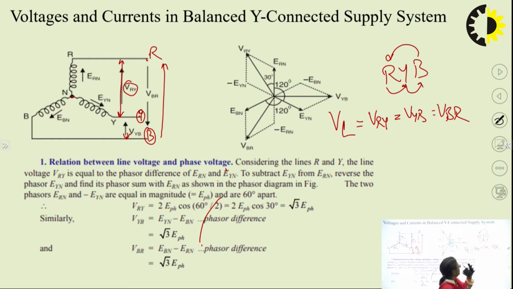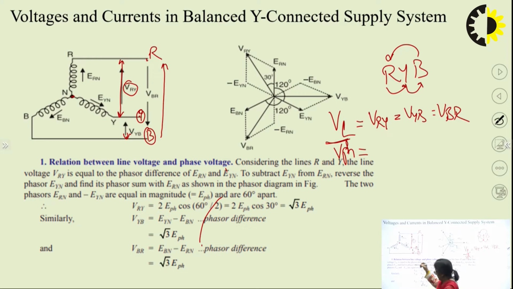So the three line voltages are VRY, VYB and VBR. If it is a balanced symmetrical system, then all the line voltages are the same, and I am representing it with VL as the letter for line voltage. Similarly, another terminology being used is V phase, that means phase voltage, the voltage between the line and the neutral, or for a particular phase.